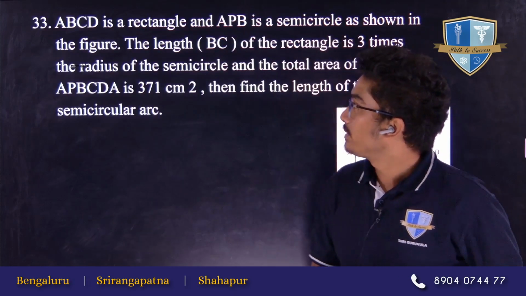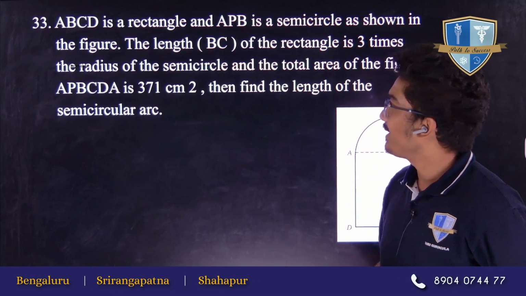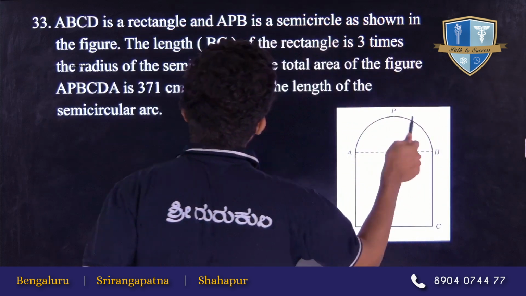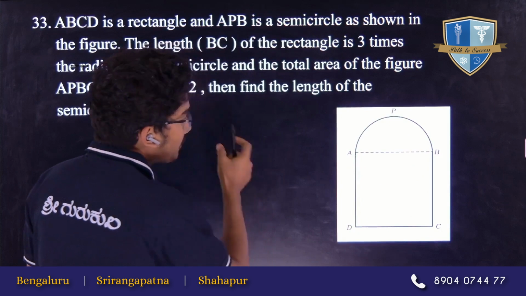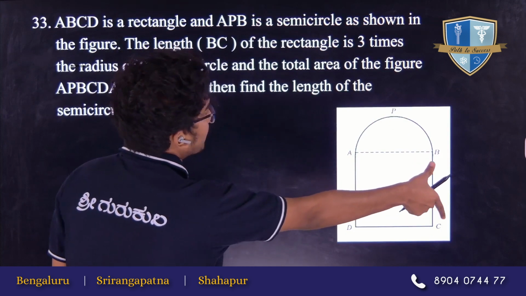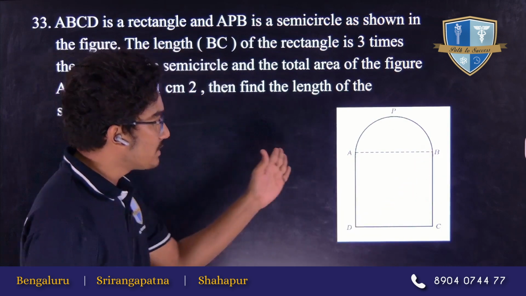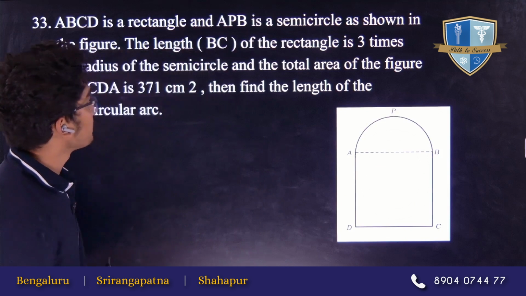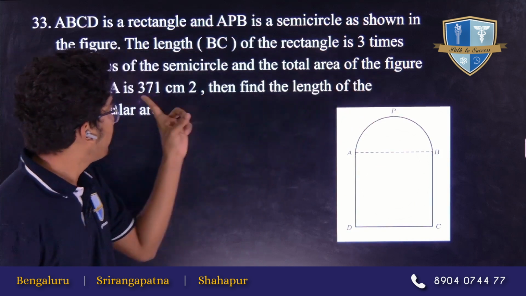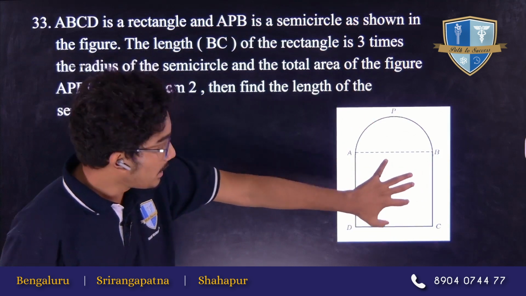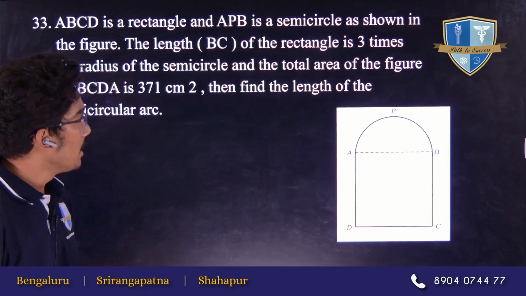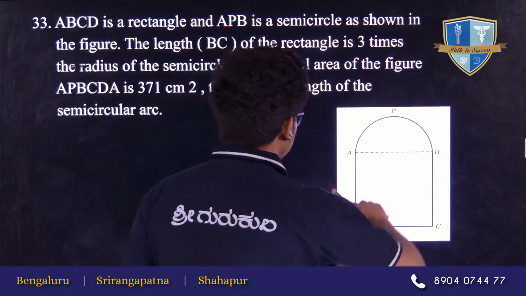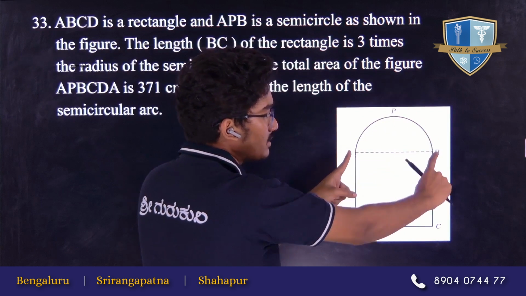So our next question is, ABCD is a rectangle and APB is a semicircle as shown in the figure. The length BC of the rectangle is 3 times the radius of this semicircular arc. And the total area of this figure, including the rectangle and semicircle, is 371 centimeters square. Find the length of the semicircular arc. So we need the length of this arc.